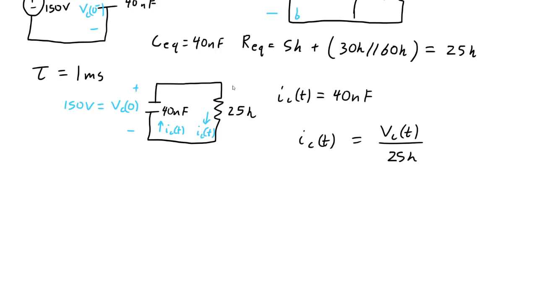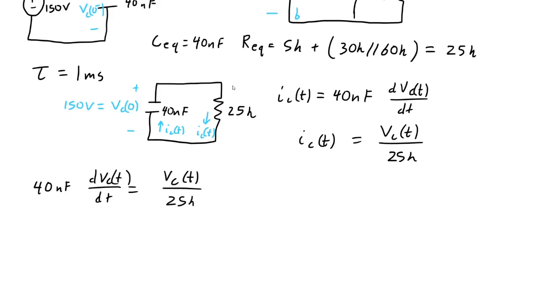It may be helpful for you to leave these as symbols if they're big values like this or very small values like this. Practical capacitors have very small capacitance values because a coulomb is such a large amount of charge. Anyway, 40 nanofarad times dVc(t)/dt. We're going to set them equal to each other. So 40 nanofarad dVc(t)/dt equals Vc(t) over 25 kilo ohms.